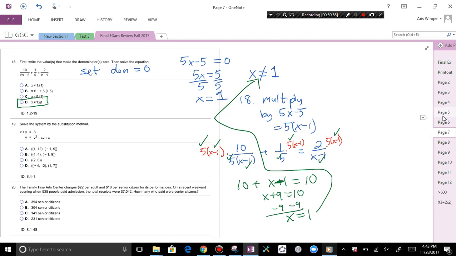19 will do some substitution. I'll need to just take that.